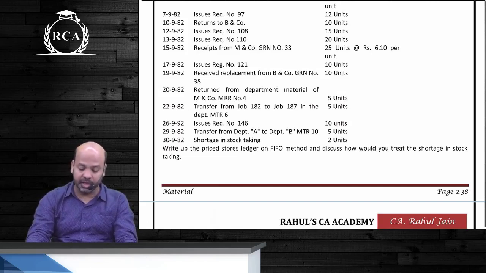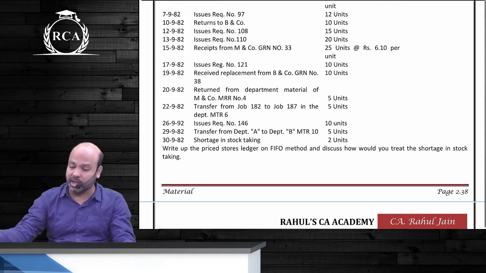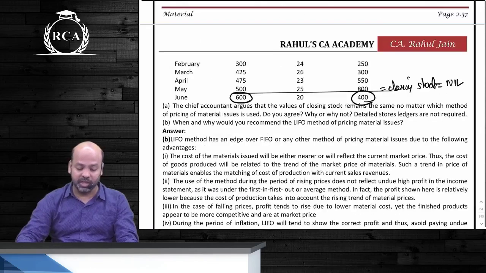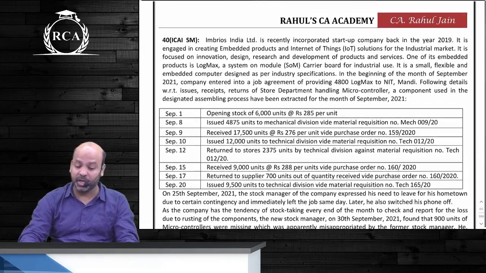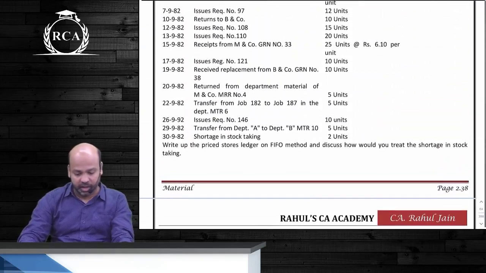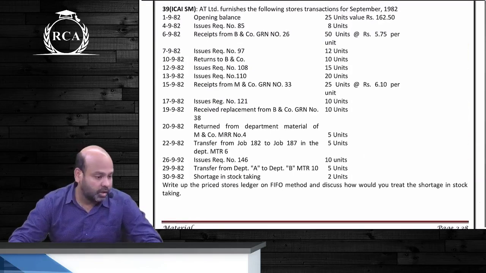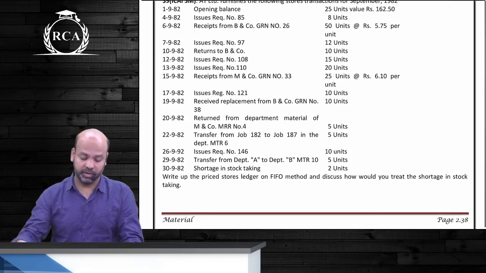Shortages in stock taking, beta. What will you do? It will be written in the issues column. Are they going to transfer that to P&L account or will they include it in production overheads? None of our business. In one question they said shortages will be included in overheads. That does not mean everywhere shortages should be included in overheads. If it's an abnormal loss, it is directly transferred to P&L account. It will not be included in the amount of overheads also. Alright guys, let's start preparing the stores ledger card. I will give all the notes after we finish this.